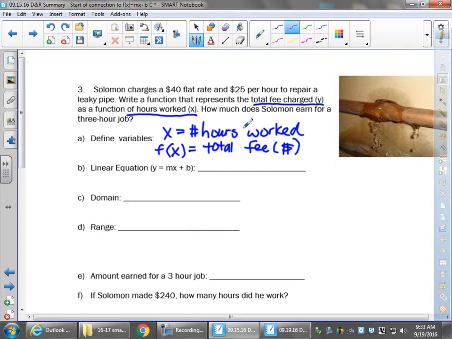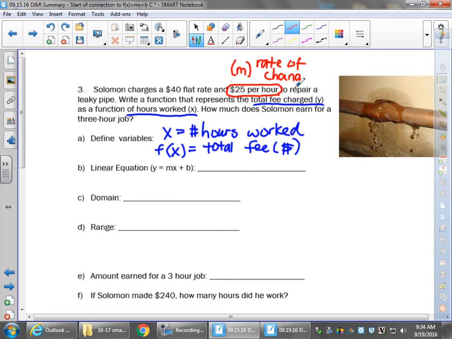So can you find me a rate? Is there a rate in this real-world scenario? Yes. Where? Jeffrey? Not a flat. I need a per. Look for keywords like per, each, or every. $25 per hour. So again, keywords to identify a rate. Per, each, every. This is my M. My rate of change.